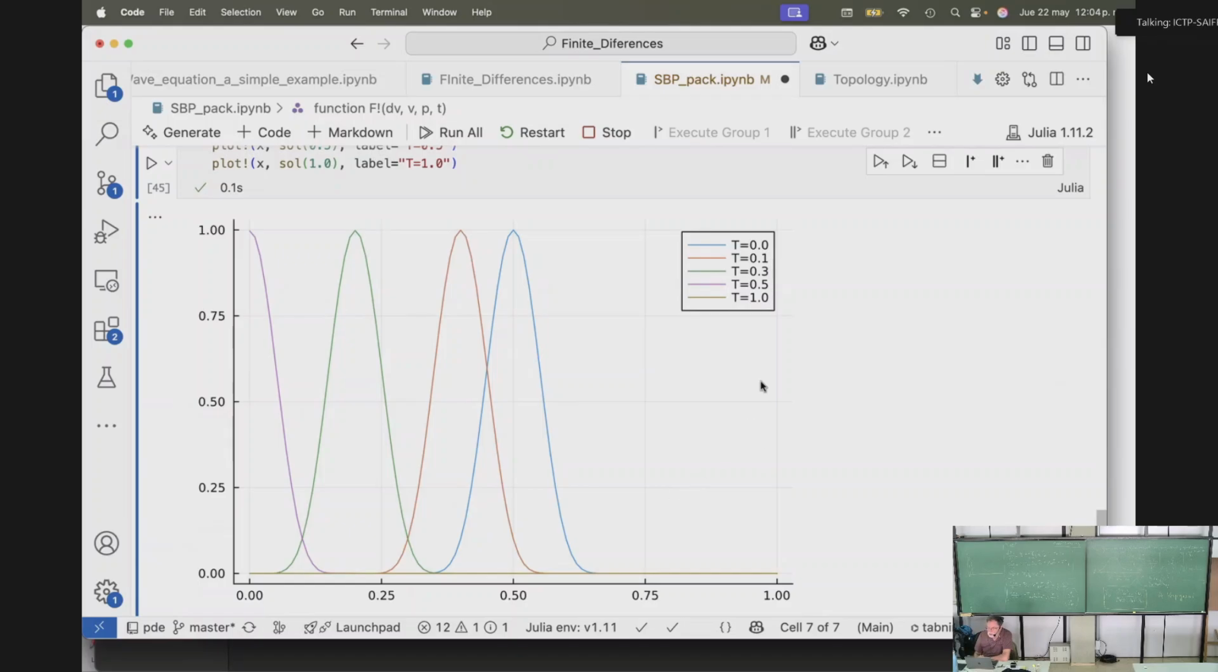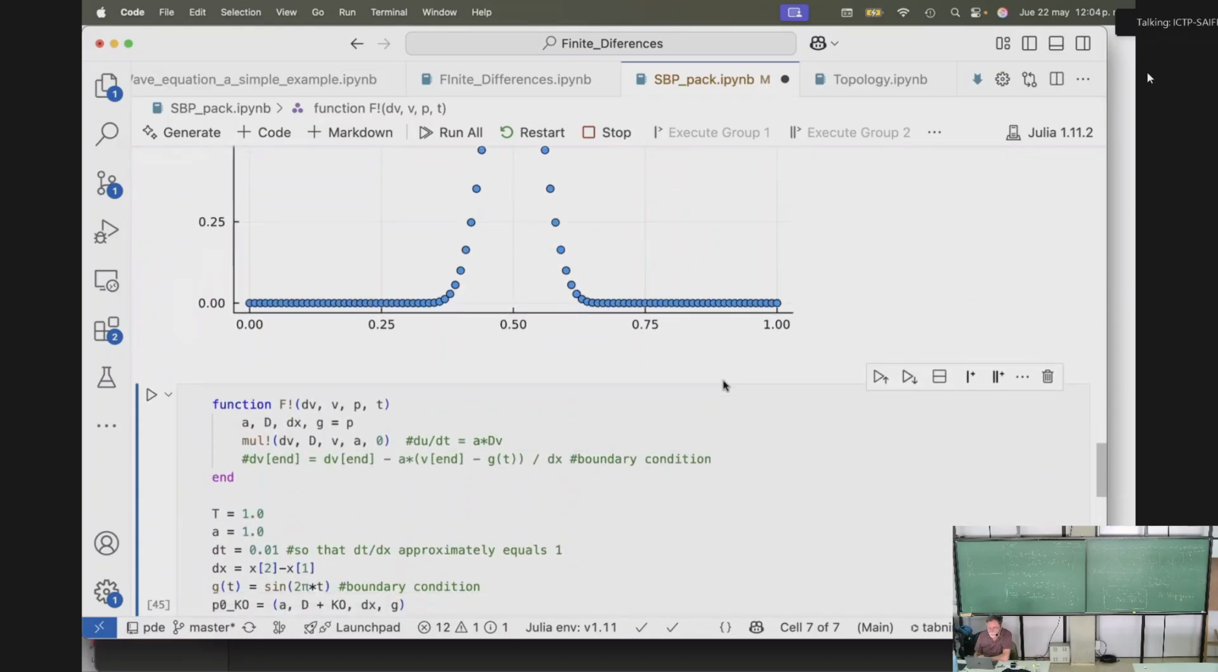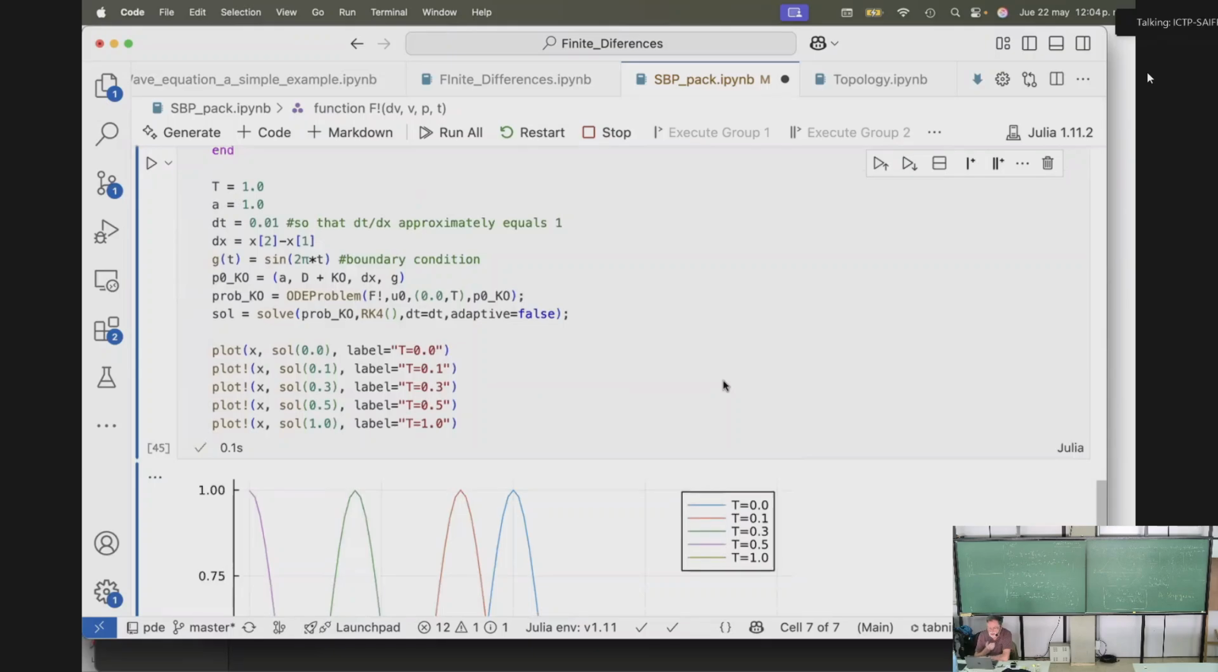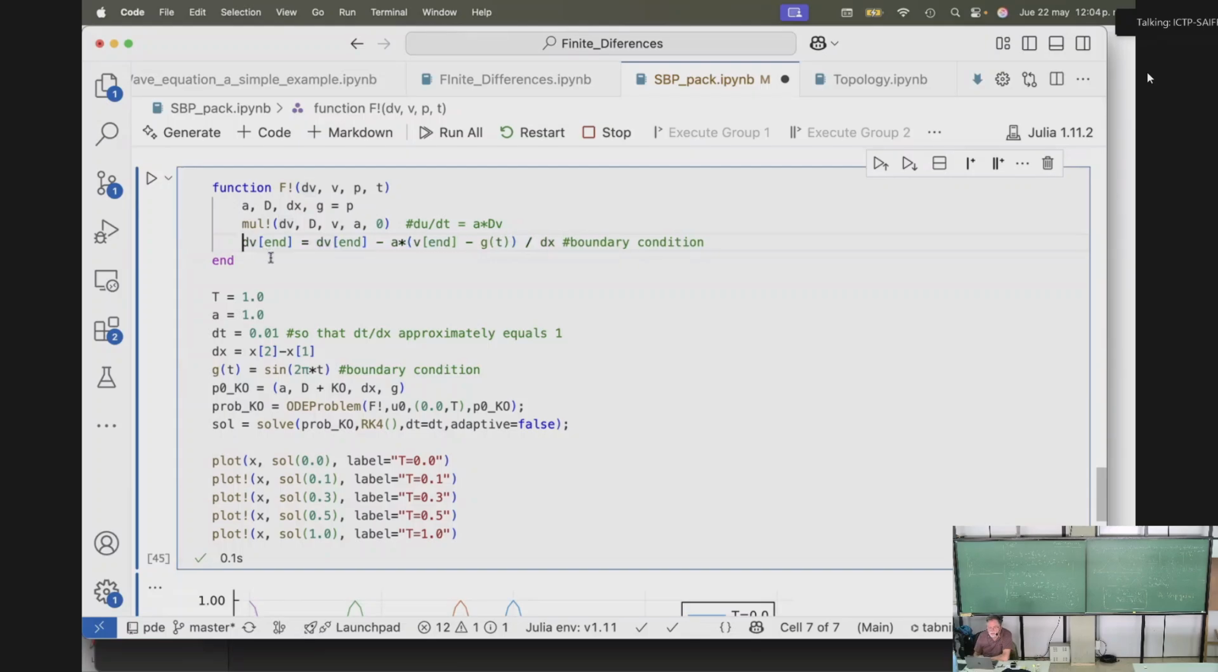So I should put something here. So the method is stable, but just with no boundary condition. So now I'm going to put a boundary condition. The way we are going to put it is as follows. We change the last point. This is the time derivative of the point on the right.